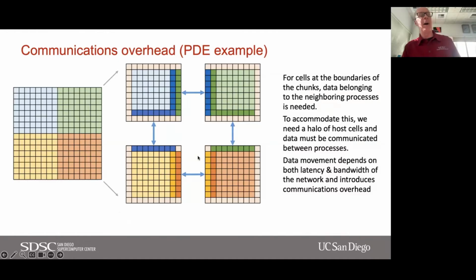Okay, yes. By communications, we mean moving data from one process to the next. I mentioned earlier that you could think of a process as being an instance of a program, and it has its own memory space. So when it needs data belonging to another process, that has to be explicitly communicated using a communications library like MPI.